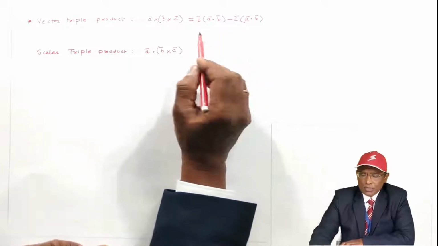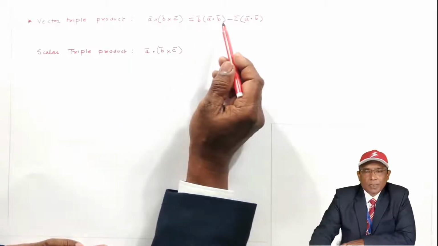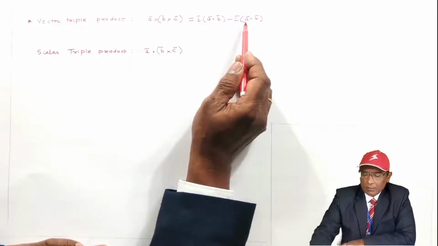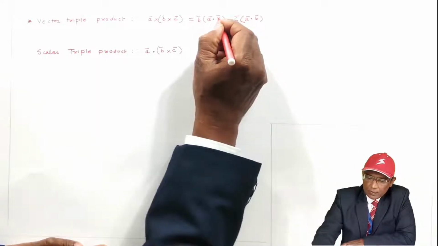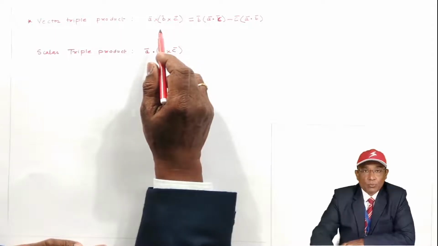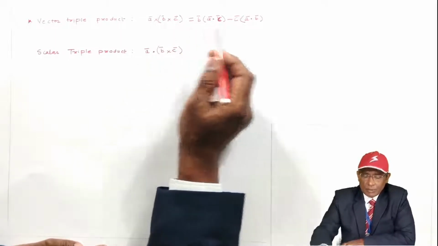Okay, and the dot product is commutative. Means a bar dot b bar is b bar dot a bar. B bar dot a bar is a bar dot b bar, like this. Here it should be c bar. In this way, the cross product of three vectors can be resolved.